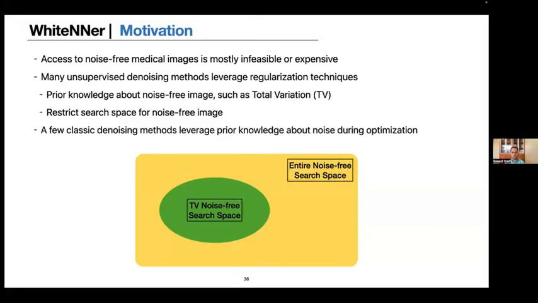Collecting noise-free images is infeasible in many applications, and so many unsupervised denoising methods leverage signal priors to restrict the search space to find a clean estimate. Total variation is one of these priors, which encourages the clean estimates to preserve the edges while smoothing out the noise. A few classic image denoising methods have leveraged prior information about the noise for optimization as well. And the motivation of this paper here is to leverage the prior information about the noise statistics in the deep learning networks to further tighten the search space for noise-free image estimation.